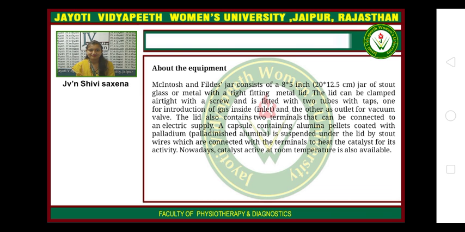The lid also contains two terminals that can be connected to an electric supply. A capsule containing aluminium pellets coated with palladium is suspended under the lid by strong wires which are connected with the terminals to heat the catalyst for its activity. Nowadays, a catalyst active at room temperature is also available.